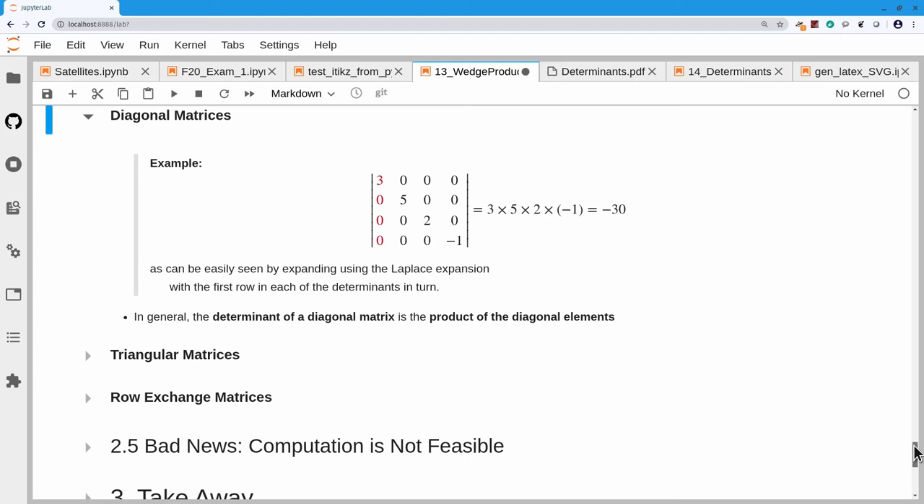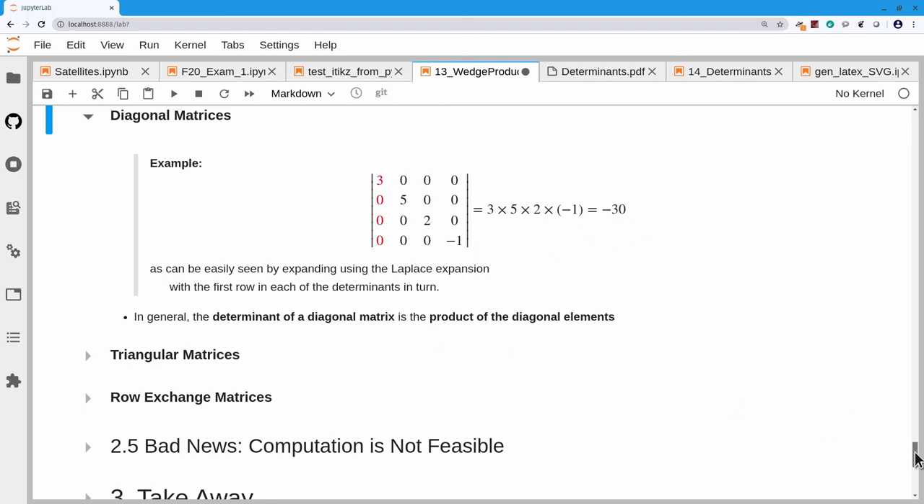Diagonal matrices. Well, if my matrix is diagonal, it's got entries only on the diagonal, everything else is zero, I might fancy the first column. The first column says it's 3 times the remaining matrix, but the remaining matrix is diagonal again. So let's pull out the first column again. So it will be 5 times the remaining matrix. The remaining matrix is diagonal again. It will be 2 times the remaining matrix. Overall, I'm going to get a product of the diagonal terms. The determinant of this diagonal matrix is going to be 3 times 5 times 2 times minus 1, which multiplies out to minus 30.